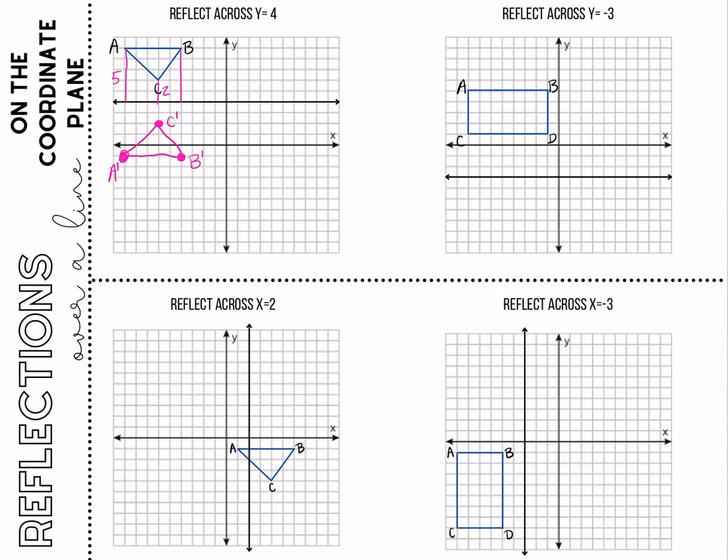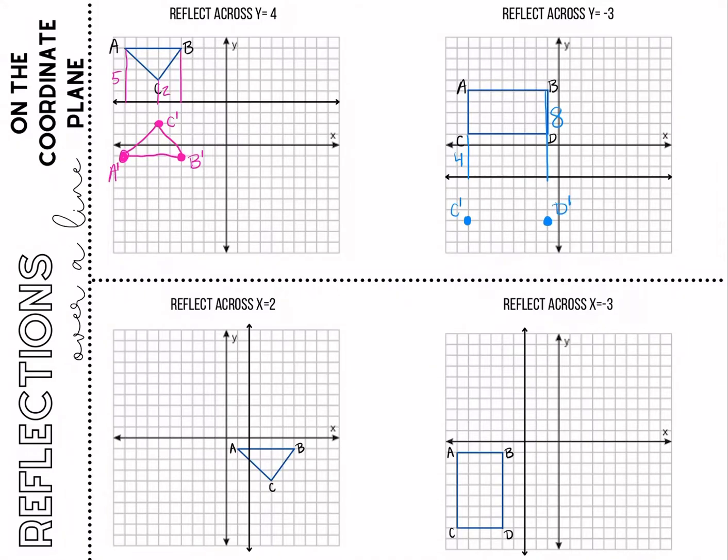So let's go to the next one. So a rectangle ABCD. So we're going to figure out how far away each one of these are from y equals -3, from this line. So we're going to count. So this is 1, 2, 3, 4 spaces, and then B is 8 spaces. So from this line, we're going to count 4. So 1, 2, 3, 4. So C and D. So this is C prime and D prime.